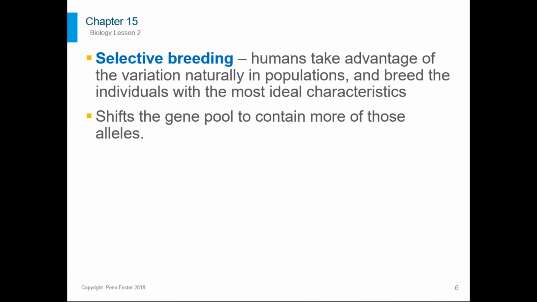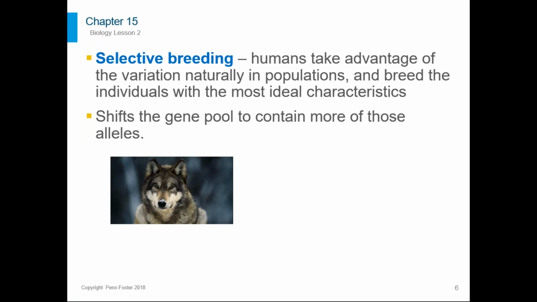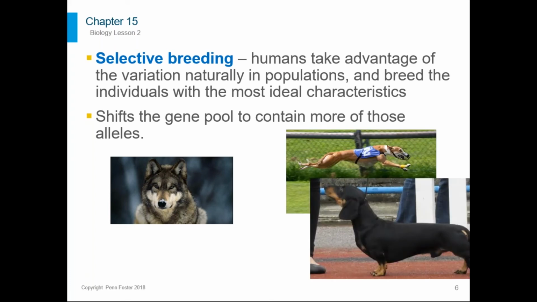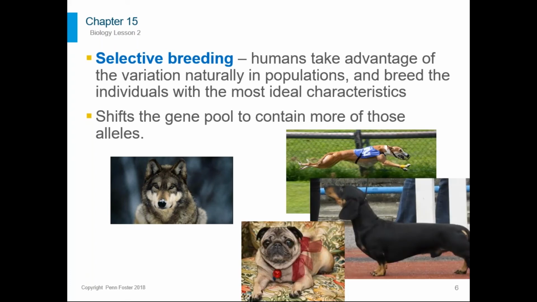So for example, we've taken dogs that were very much like wolves, and just using selective breeding, we've created dogs that can run really fast and dogs that can fight badgers and dogs that do whatever pugs are supposed to do. Just over thousands of years of choosing which dogs we want to mate for the specific traits. Okay, so that's an example of selective breeding and the amazing changes that can come from it.